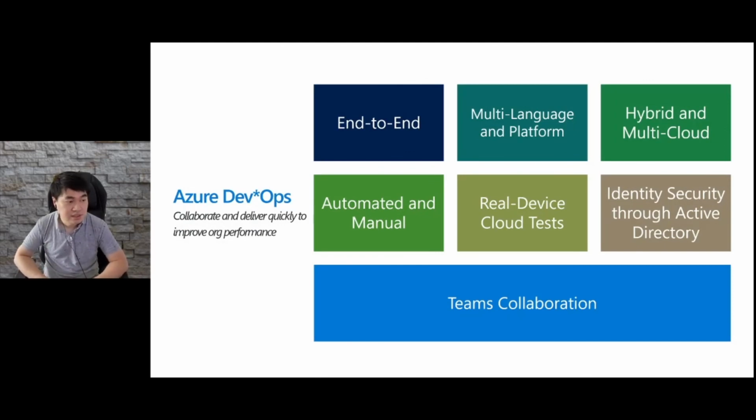What you have seen here is that Azure DevOps is end-to-end. It is multi-language and platform. You can use .NET, Node.js, and any other language. You can deploy on Mac OS, on Linux, and on Windows. It's hybrid and multi-cloud. You can deploy on-prem, in other clouds, and Azure. It's both automated and manual. When it comes to testing, you don't have to be 100% automated test. Your practice doesn't need to be 100% automated, but you can also do manual testing with this tool, right?